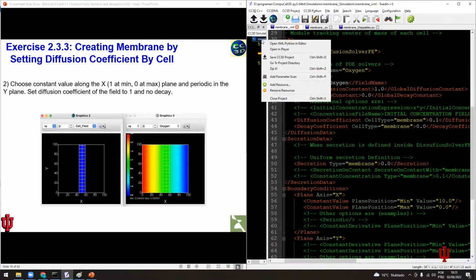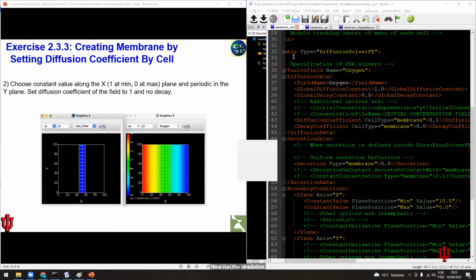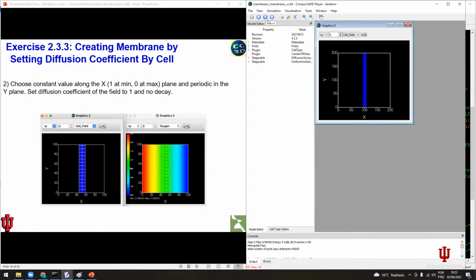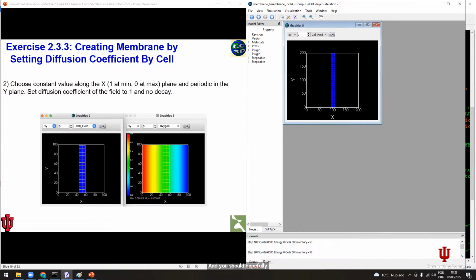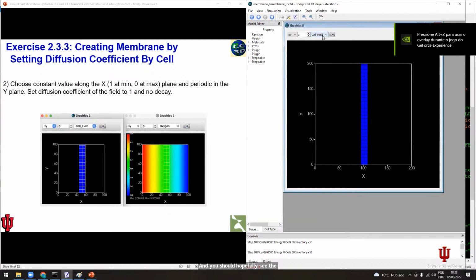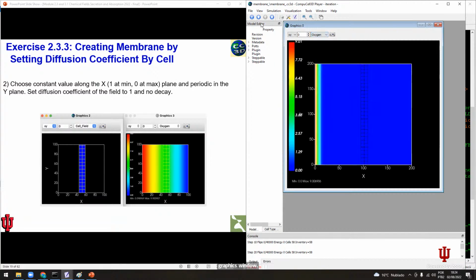Now run the simulation. And you should hopefully see the membrane. Then same stuff, you can go to this box here and select the oxygen field instead of the cell field to visualize in the graphics window. So hit that. Then you can see the field oxygen diffusing.